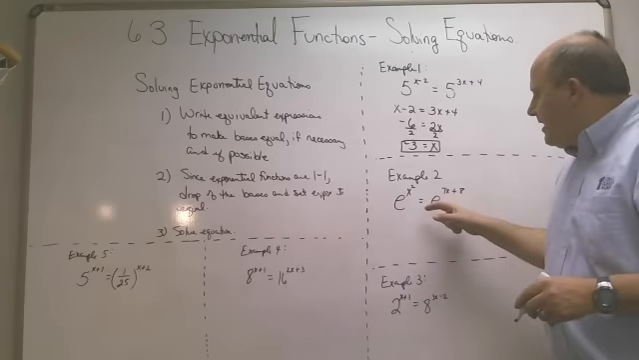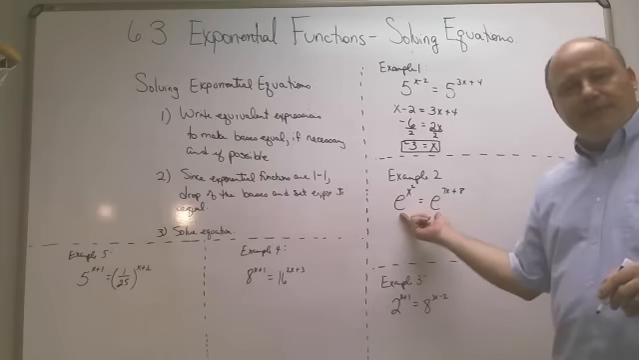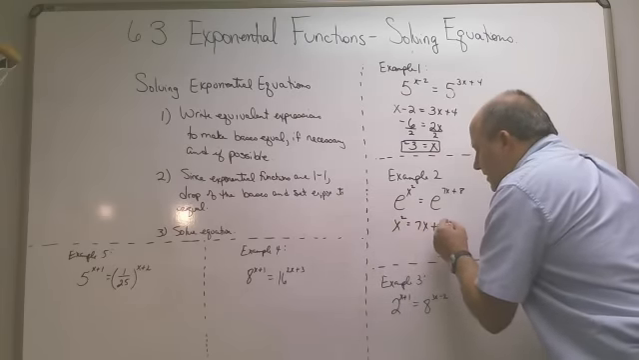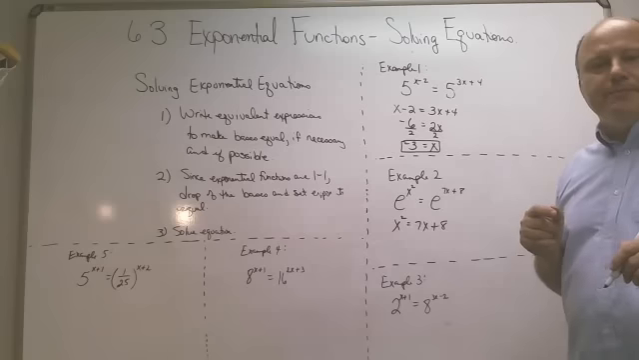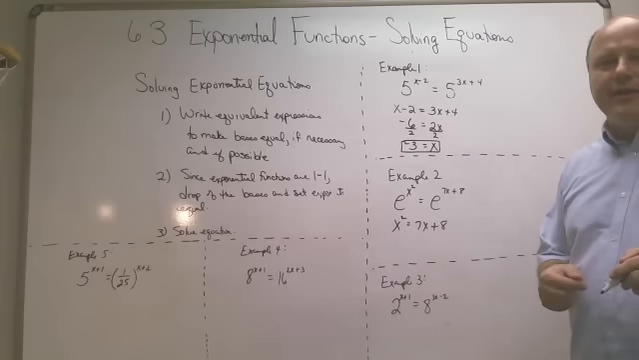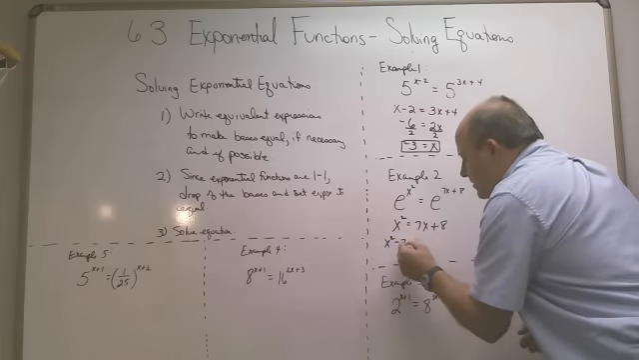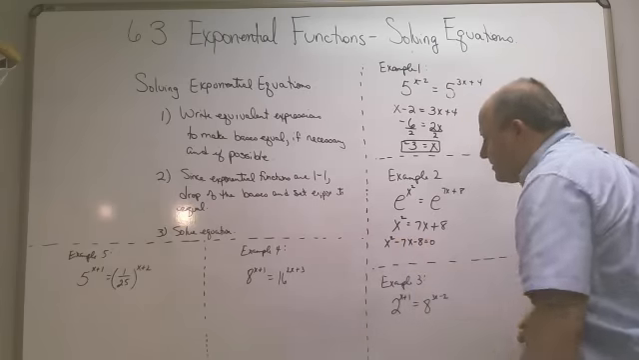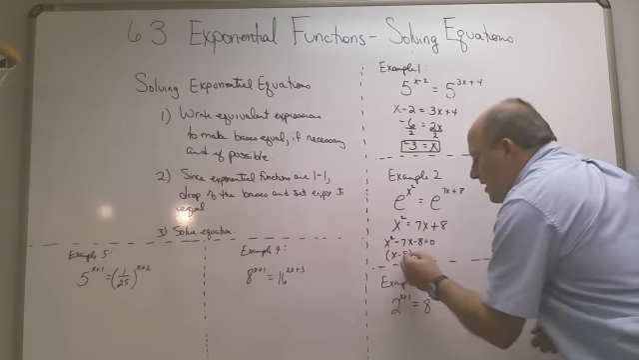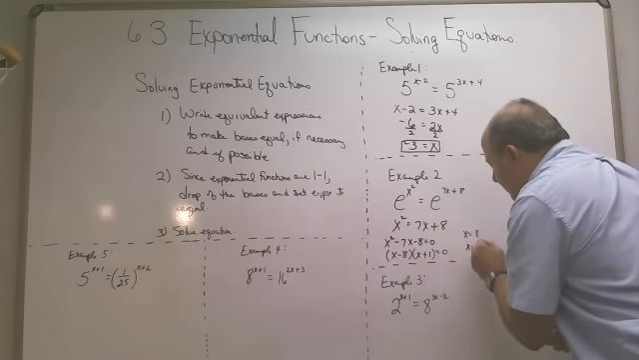So example 2: e to the x squared equals e to the 7x plus 8. This one doesn't require any work on the bases because they already have base e on both of them. So we just set x squared equal to 7x plus 8. Now sure, this one's more difficult than the first example because it's quadratic. But we have our techniques for solving quadratic equations, by factoring or the quadratic formula. That's old stuff, so it's just one little extra step here. It's going to be x minus 8 times x plus 1 equals 0. So x equals 8, and x equals negative 1.